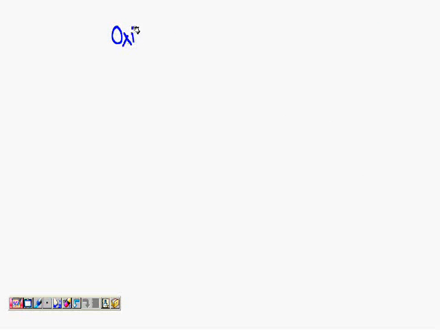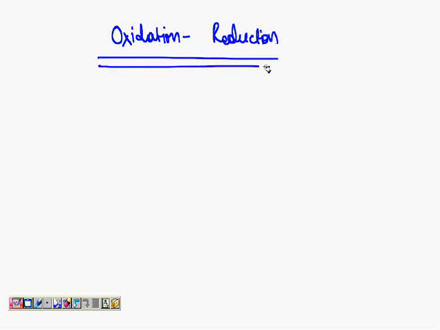See, oxidation reduction. We can call this in short redox. Okay, red stands for reduction and ox stands for oxidation. For this, you remember one keyword: oil rig.